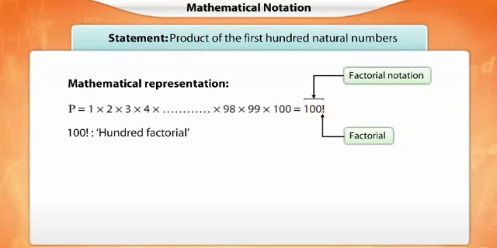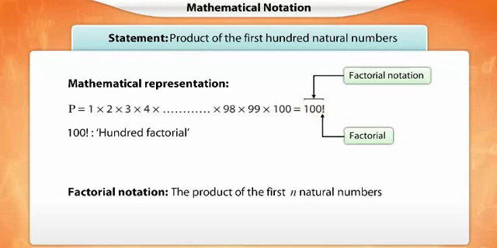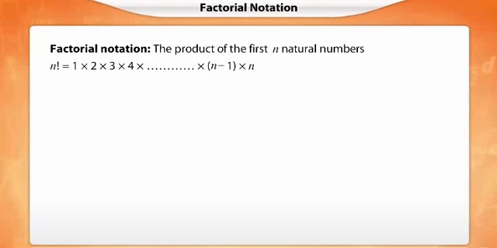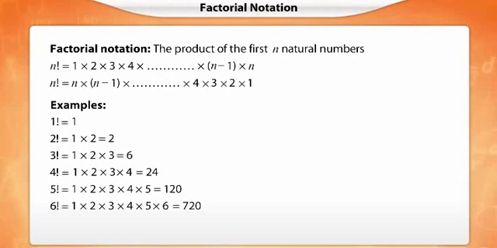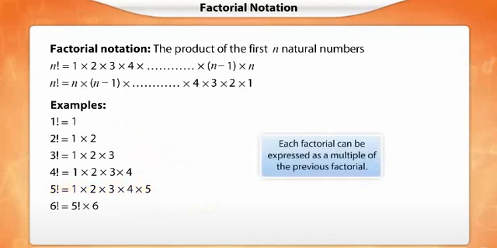In general, n factorial represents the product of first n natural numbers. The value of n factorial can also be interpreted as the product of all natural numbers from n down to 1. We can see from the examples shown that the value of the factorial increases rapidly. We can also observe that each factorial can be expressed as a multiple of the previous factorial.